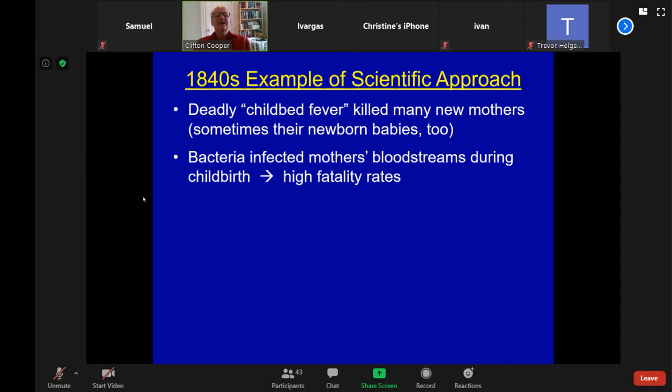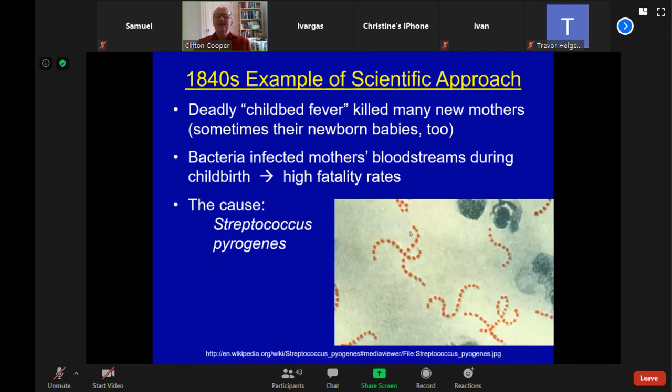And we understand now what was going on, but at that time they didn't. Bacteria were getting into the mother's bloodstreams. Childbirth is a really messy process, and you would sometimes get contamination of the mother's bloodstream with bacteria, and then you'd get a raging septic infection with a bacteria that is called Streptococcus pyogenes.